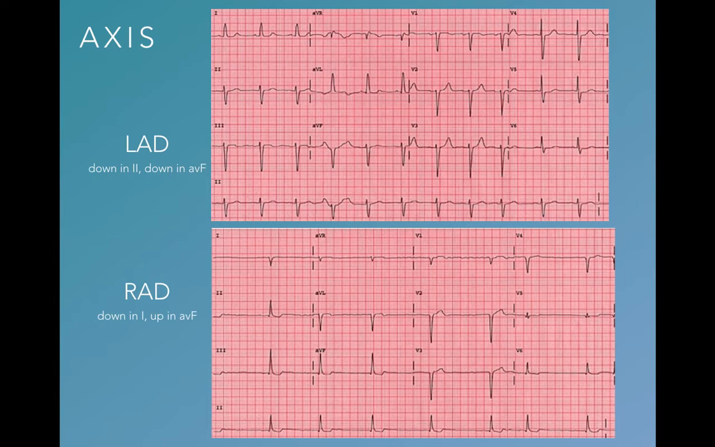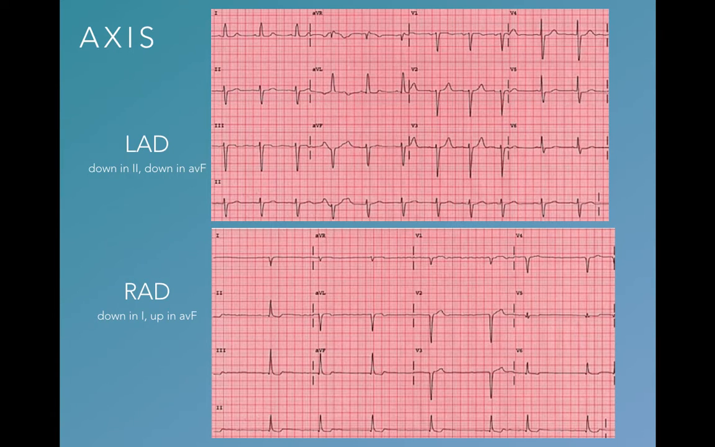So what you want to do is look in lead 1 to aVF, like I said. The top one would be left axis deviation. If you look in lead 1, there's an upward deflection in the QRS, which is normal. If you look at lead 2, though, the S wave in the QRS complex is more negative than the positive R wave, so you could say that that's, quote unquote, down. And the same thing is true for aVF, which is down. So we know that this is what left axis deviation would look like.